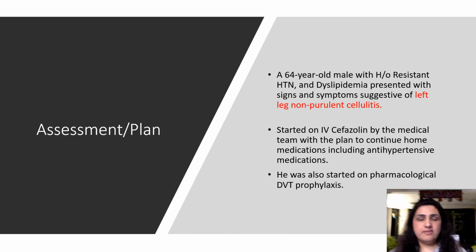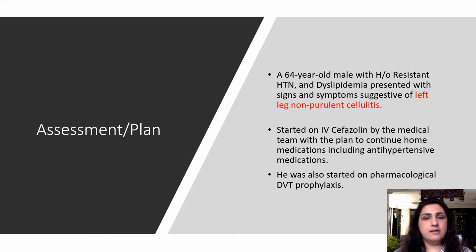So, for the assessment and plan of this patient, he is a 64 years old male with a history of resistant hypertension and dyslipidemia, who presented with signs and symptoms suggestive of left leg non-purulent cellulitis. So he was obviously admitted to the hospital and he was started on intravenous cefazolin by the medical team, along with the plan to continue the home medications, including the antihypertensive medications. And he was also started on pharmacological DVT prophylaxis as well.